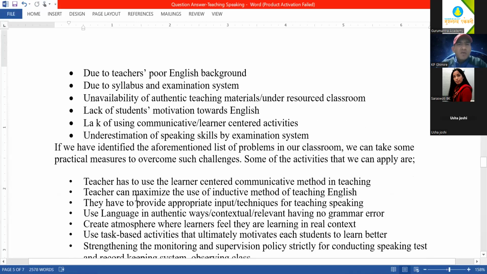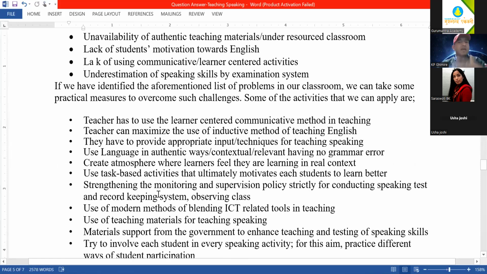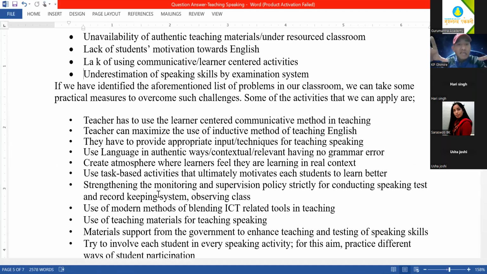So what can we do to overcome those problems? Highlight the same thing. If we have identified the aforementioned list of problems in our classroom, we can take some practical measures to overcome such challenges. Some of the activities that we can apply are, make a list of them. Number one, the teacher has to use the learner-centered communicative method in teaching. So the teacher can maximize the use of the inductive method of teaching English.